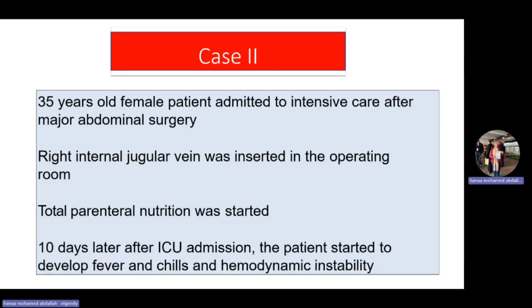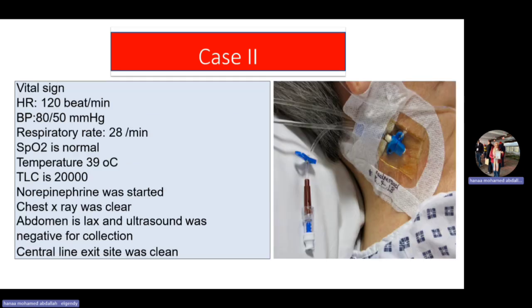Case 2: a 35-year-old male patient admitted to the intensive care after major abdominal surgery. The right internal jugular vein catheter was inserted in the operating room, so it was completely under aseptic conditions for sure. Total parenteral nutrition was started, and 10 days after ICU admission, the patient started to develop fever, chills, and hemodynamic instability. The patient was tachycardic and hypotensive. Respiratory rate was 28. SpO2 was normal.